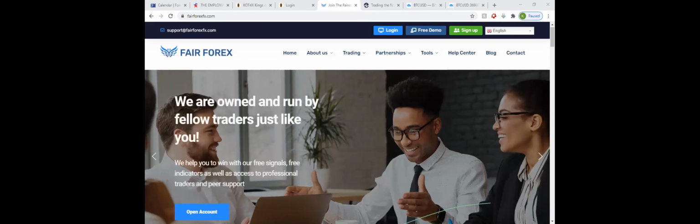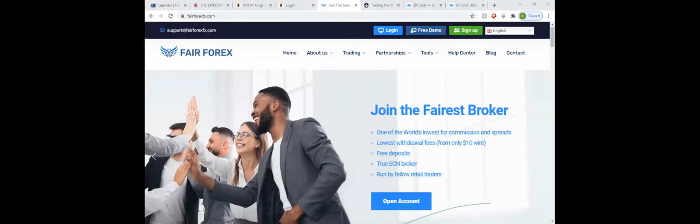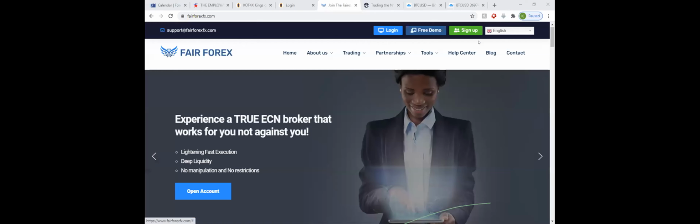There are lots of brokers out there. I picked these two because they're used most commonly. I wasn't sure if you guys heard me when I said that earlier, but with Fair Forex, signing up for an account is the exact same.